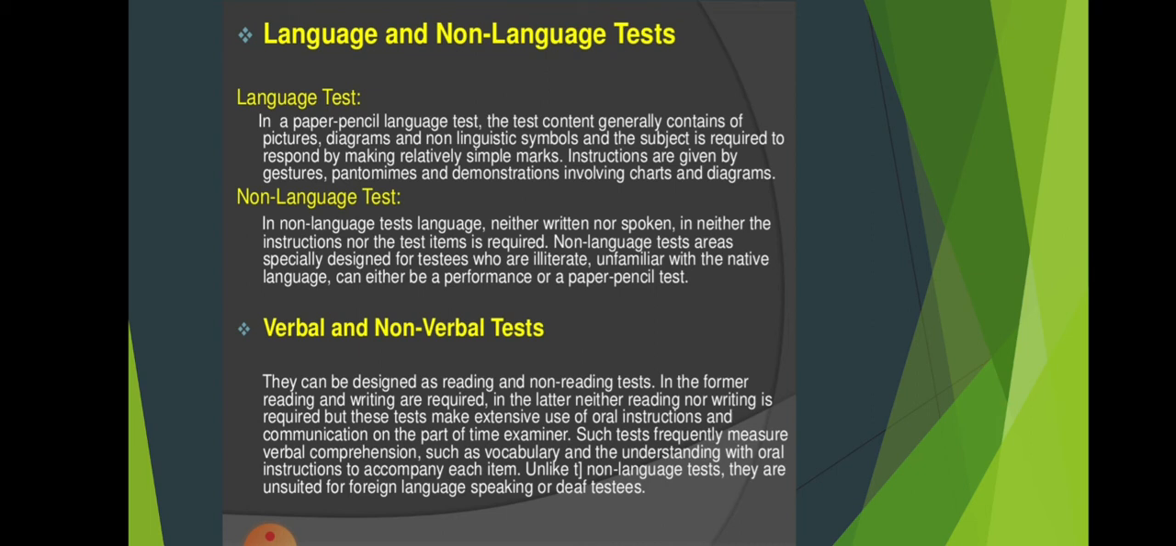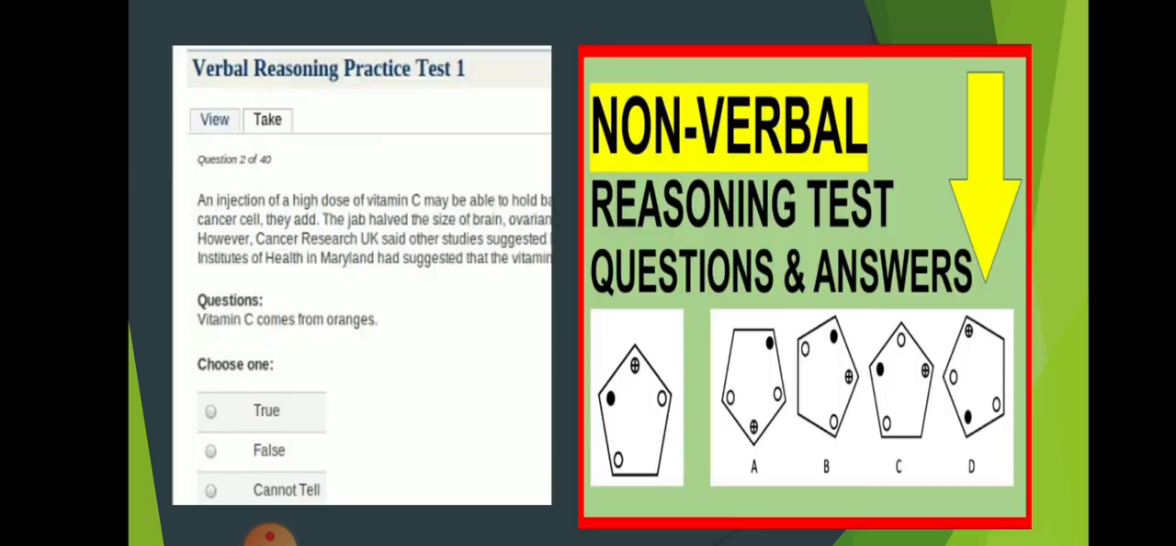They can be designed as reading and non-reading tests. In the former, that is verbal tests, reading and writing are required, and in non-verbal tests, neither reading nor writing is required, but these tests make extensive use of oral instruction and communication on the part of the examiner. Such tests frequently measure verbal comprehension, such as vocabulary, understanding, with oral instruction to accompany each item.